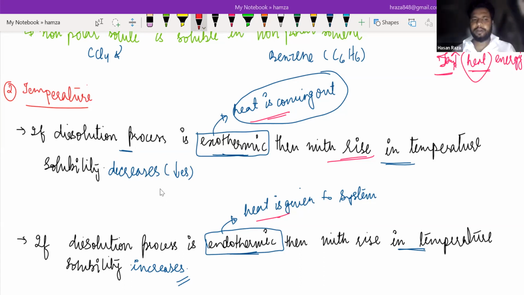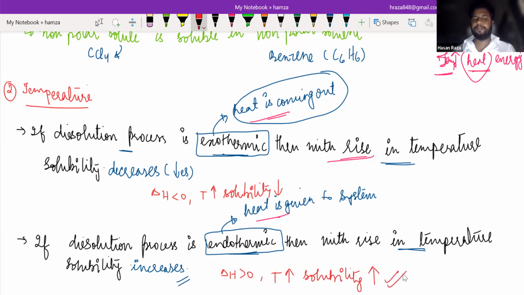We can also write it for exothermic process, delta H less than 0. If you are going to increase the temperature, solubility decreases. And for endothermic process, as you have learned in class 10th or 11th, the change in enthalpy is greater than 0, that is positive. And if you are going to increase the temperature, solubility also increases for endothermic process. Please write it and let me know if you are finished with this.